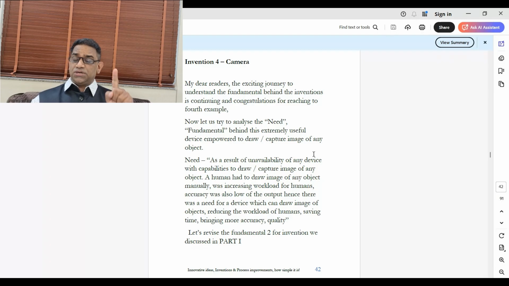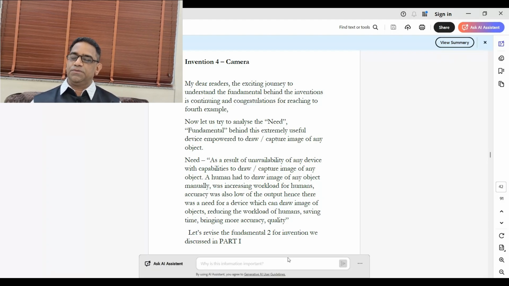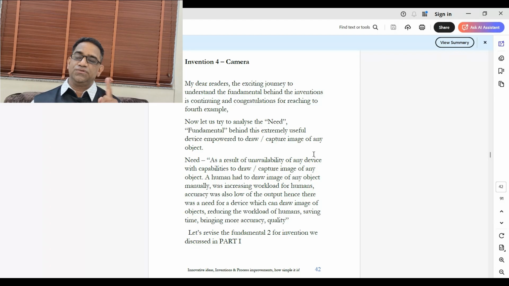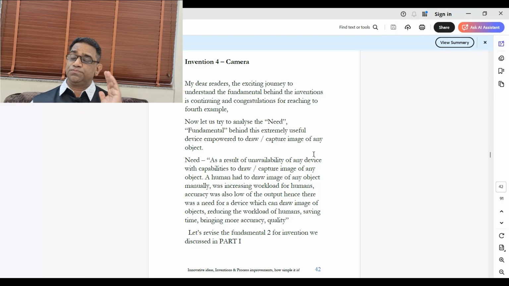Okay, let's revise fundamental two. Still, we have reached fundamental two. There are two more, not maybe a big number. Okay, that's great. So let's revise fundamental two for invention we discussed in part one. What does fundamental two talk about? We discussed the same in invention number three also, for the computer, right? Invention based on skills which can be developed and enhanced by living creatures with their continuous effort, but at the same time, the invention, machine, device, or structure superseding humans by a big margin in the same.